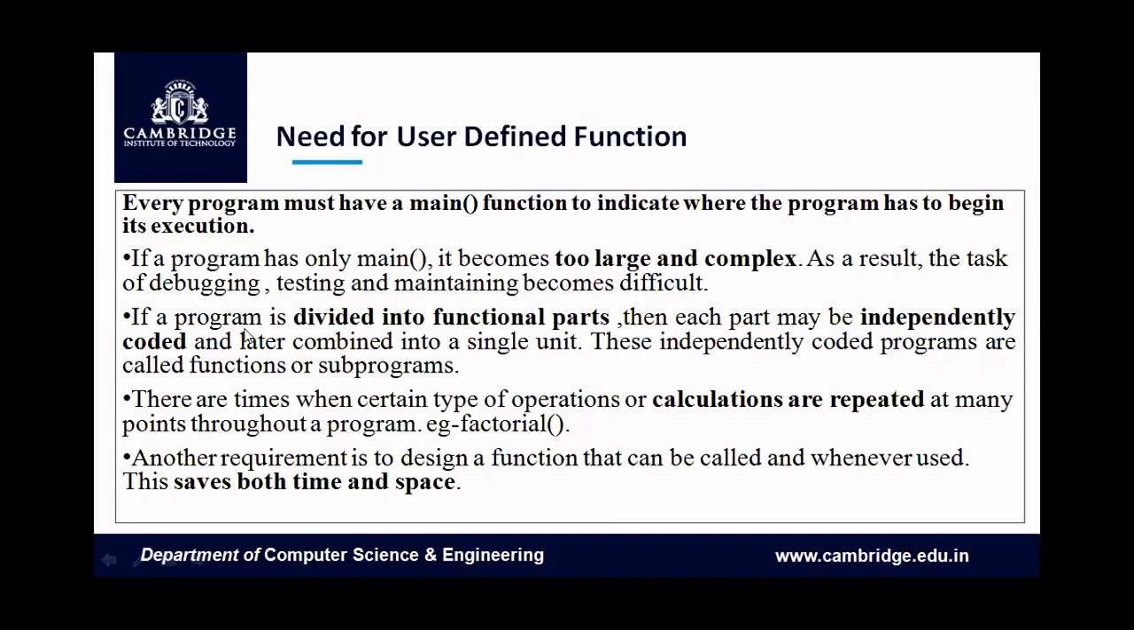Now, the second one: if a program is divided into functional parts, then each part may be independently coded and later combined into a single unit. As I said in the first point, if we only have a main function and a large complex program, instead of that, I will divide that into sub functions, or I can call them different function units. I will assign one function one task. So all are working independently, they are all coded independently. Later, I'll combine them into a single unit.